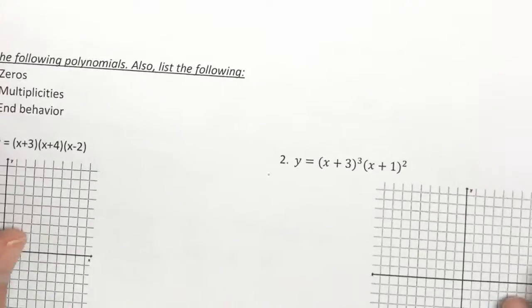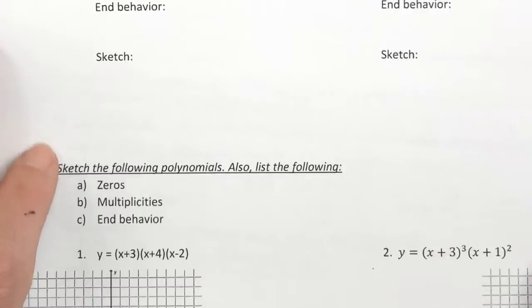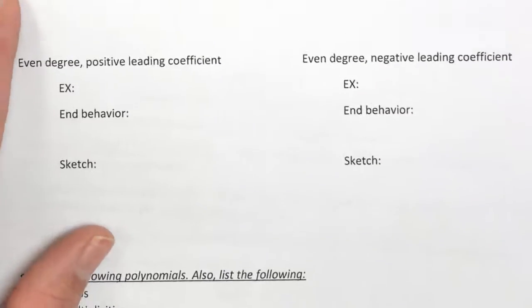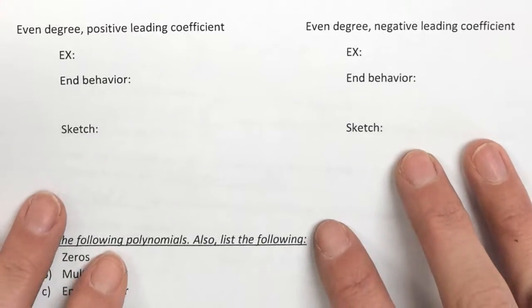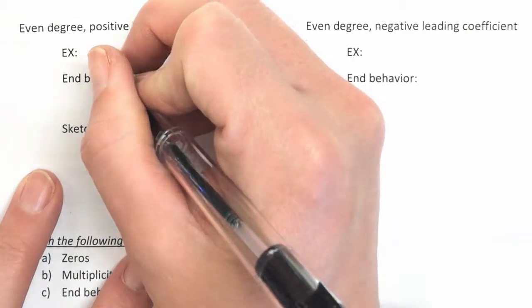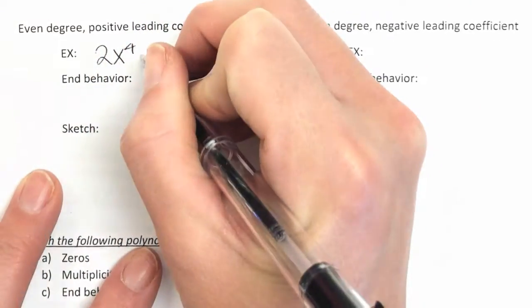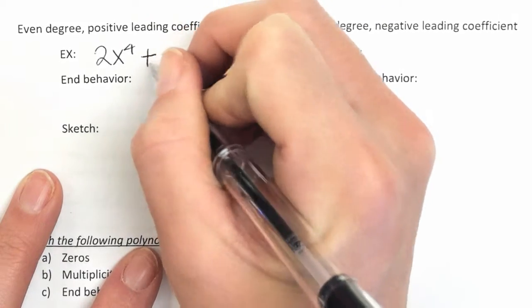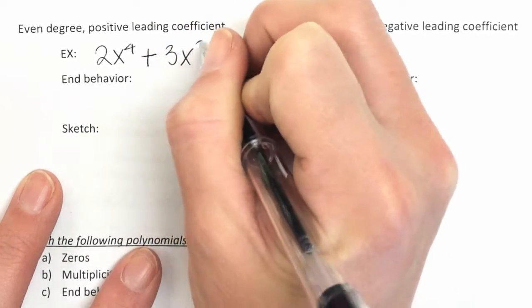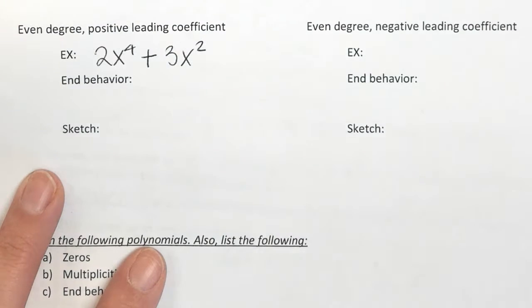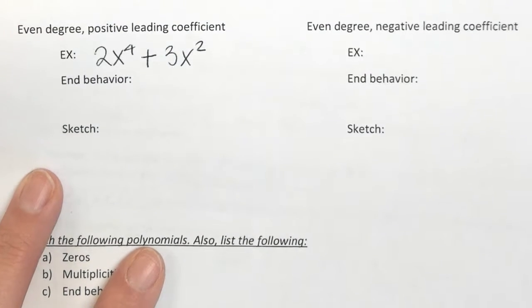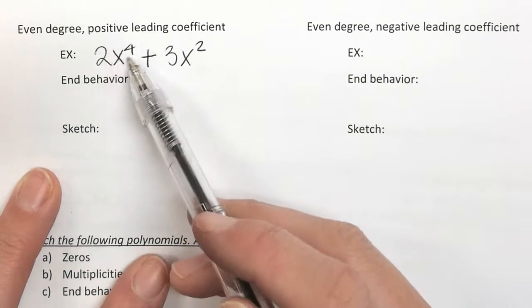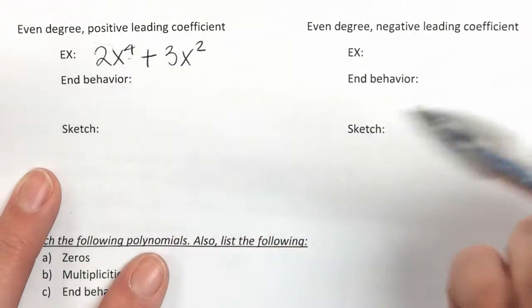So now let's talk about even degrees. Even degree, positive leading coefficient. So, CJ, give me an example of a polynomial with an even degree and positive leading coefficient. 2x to the 4 plus 3x squared. Okay, that's fine. Notice that the degree of this is 4, it's even. This is positive, so we can go ahead and start.